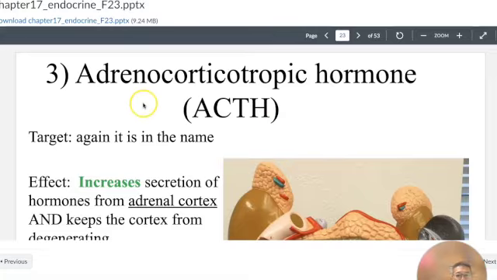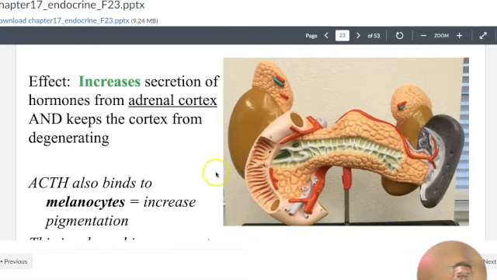Adrenocorticotropic hormone, ACTH. Again, it will affect the adrenal gland. The adrenal gland sits on top of the kidneys. Okay? Here's your spleen. Here's your pancreas.